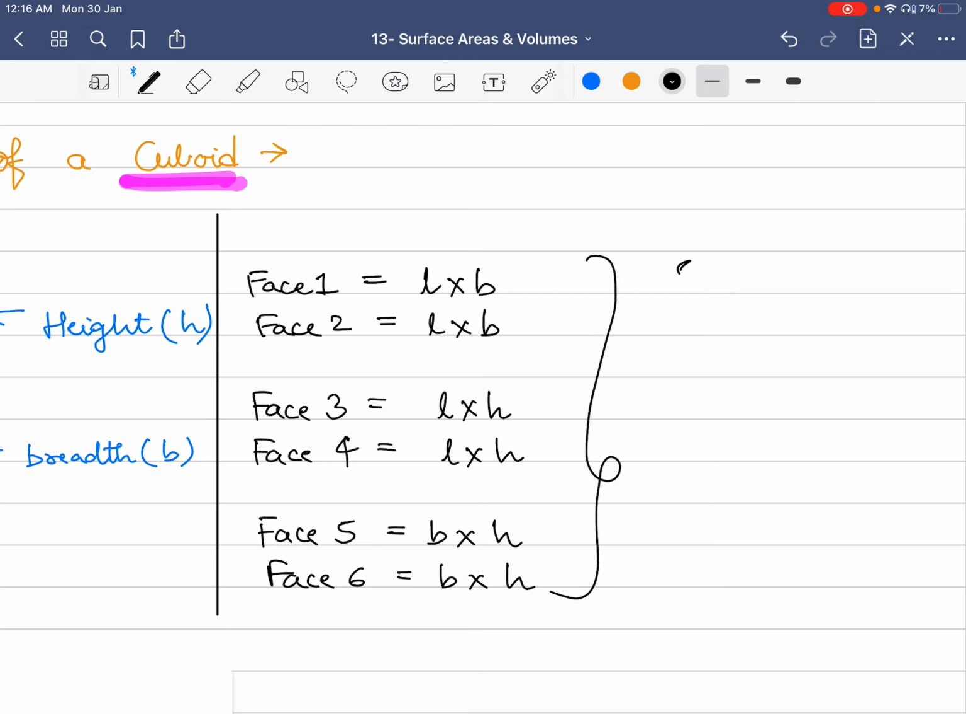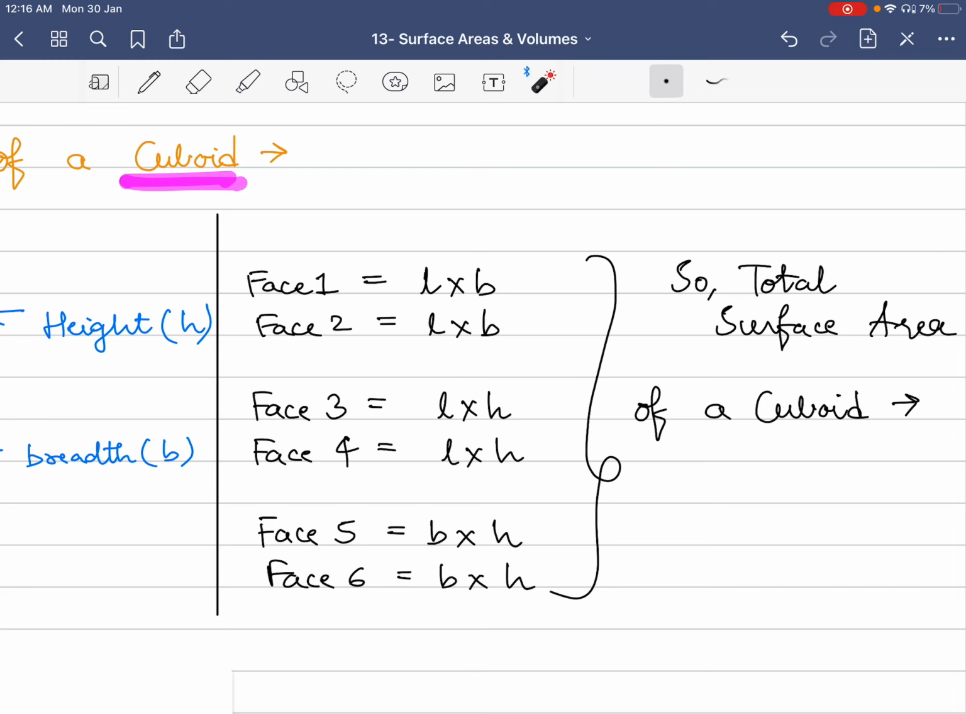Okay, so we call it the total surface area of a cuboid. The total surface area of a cuboid is the summation of all these 6 faces.